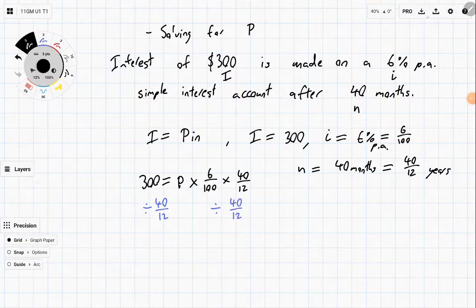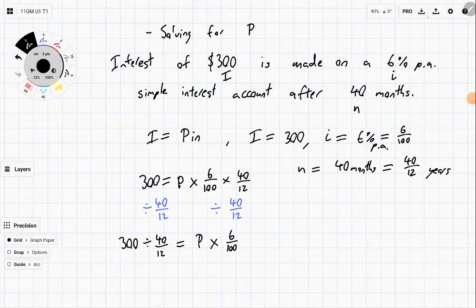So we're left with 300 divided by 40 over 12. Now this might end up being a very annoying number, or it might not be. I'm not sure. I'm just going to do all of this at the very end so that I can avoid rounding in the middle of a question.